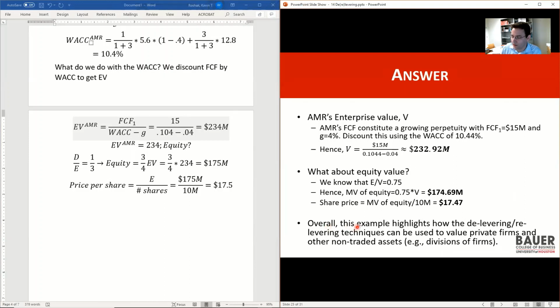And just to remind ourselves, this process has opened up a lot of data for us. We see that this delevering and relevering technique can give us information for private firms and other non-traded assets like individual divisions within a company. You don't have stock data on those individual divisions, but you can still learn a lot about those divisions through this delevering and relevering process.